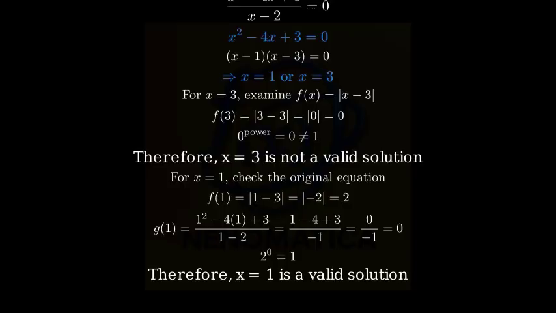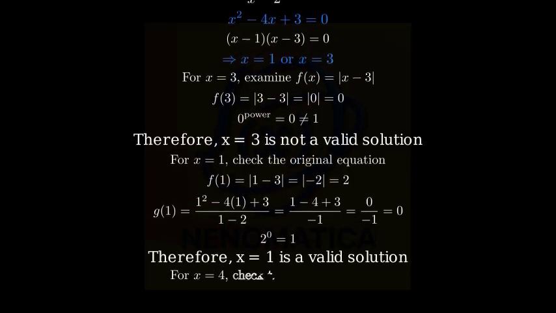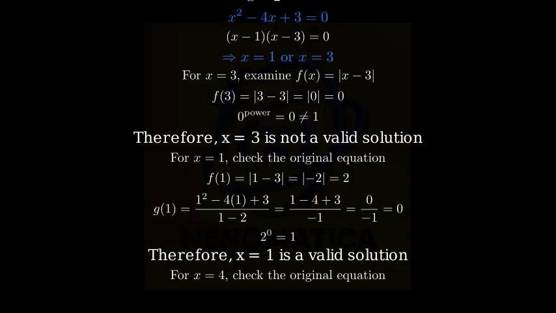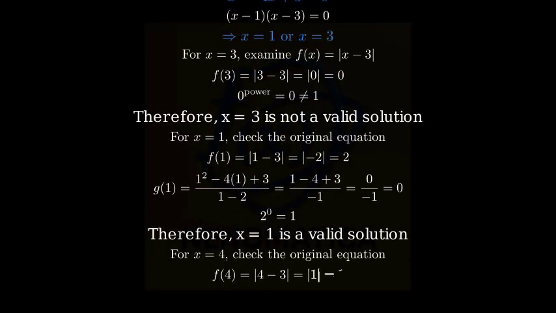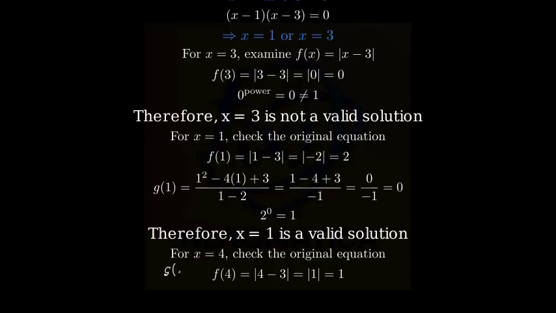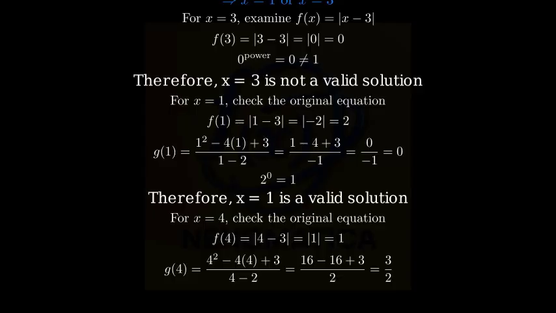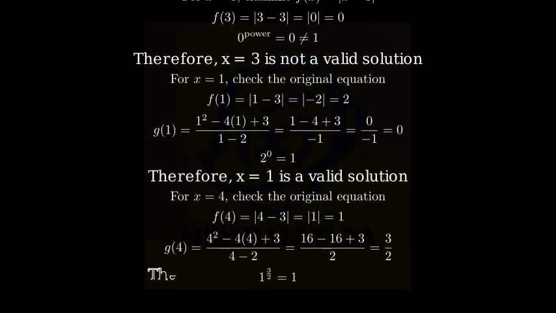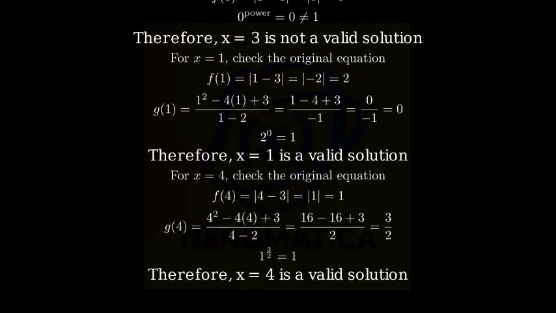Let's check our final potential solution, x equals 4. For x equals 4, the absolute value of x minus 3 is the absolute value of 4 minus 3, or the absolute value of 1, which equals 1. The exponent becomes (4 squared minus 4 times 4 plus 3), all divided by (4 minus 2). This simplifies to (16 minus 16 plus 3) divided by 2, giving us 3 over 2, or 1.5. So we have 1 raised to the power of 1.5, which equals 1. This matches our original equation. So x equals 4 is also a valid solution.